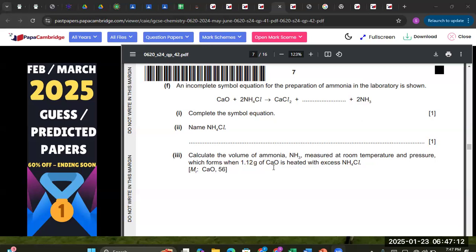So the moles of calcium oxide you have already calculated. So moles of calcium oxide is equal to X. You cross multiply and you find the moles of unknown. Step number one is always find the moles of known. Step number two is always find the moles of unknown. And how do we find the moles of unknown? Always with mole ratio. So use mole ratio and figure out the moles of ammonia.